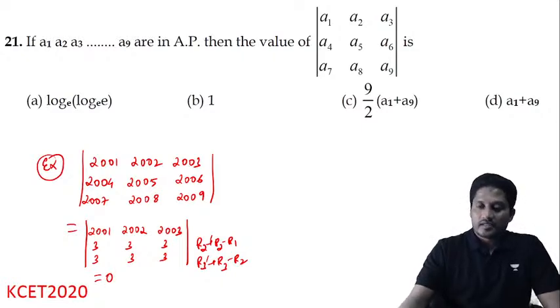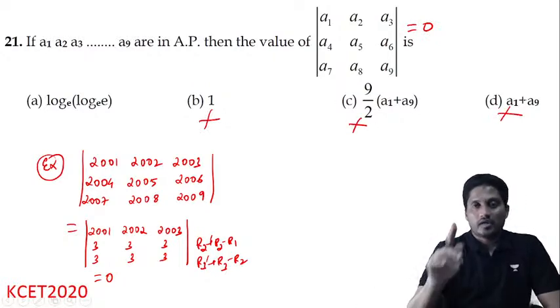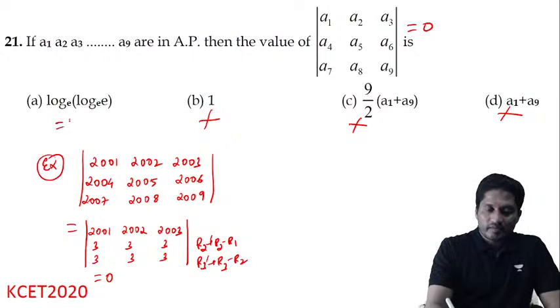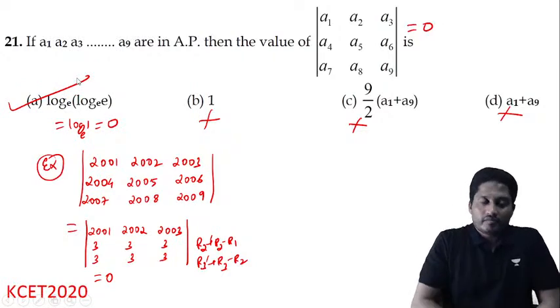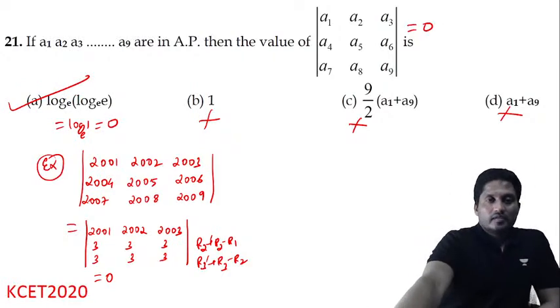You understand? So even this will be 0, but this is not possible. Log e is 1, log e to the base c is 1, and log 1 to any base is 0. Answer is option A only. Log of log e will be 0 only. Let's move to the next question.